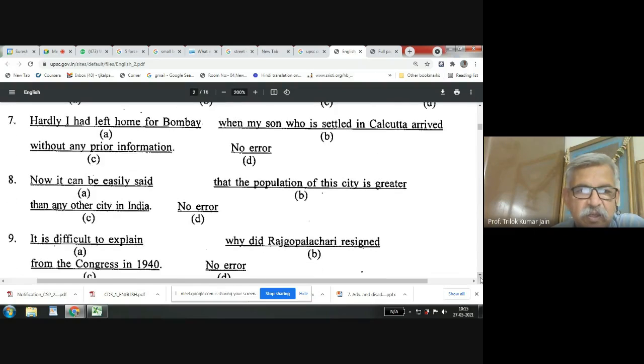Next, hardly I had left home for Bombay when my son, who is settled in Calcutta, arrived without any prior information. In this kind of sentence, we have to use had before I. Hardly had I left home. The correct sentence is hardly had I left. This type of sentence carries this kind of pattern.